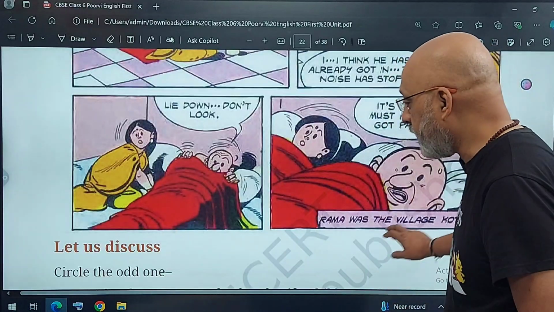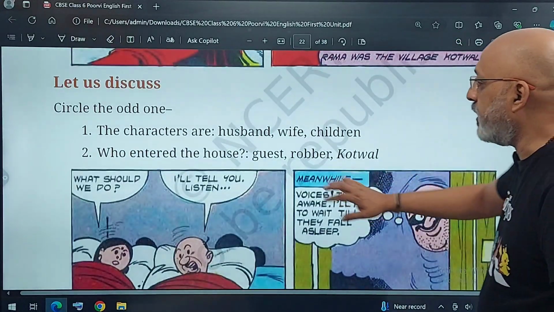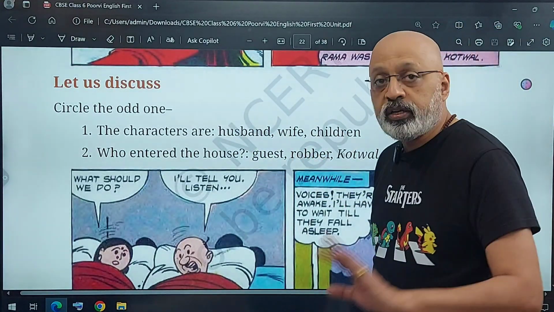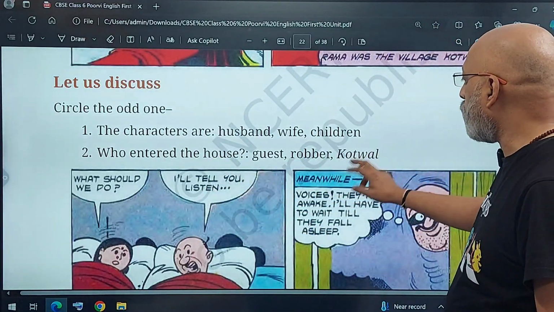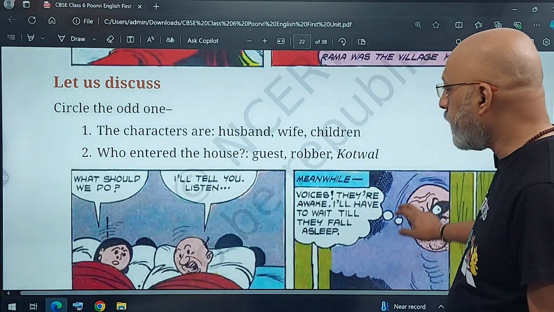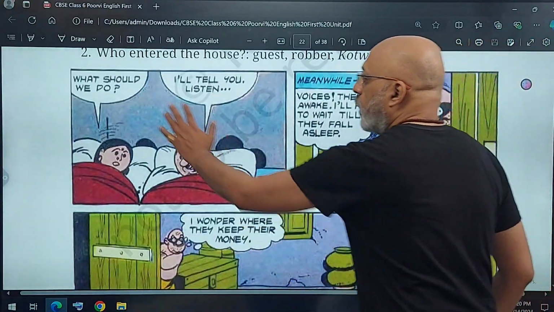यहां तक स्टोरी खत्म कर, रुक के अभी क्वेश्चंस देखते हैं. The characters are husband, wife and children. There are no children, husband and wife. Who entered the house? The thief, guest, robber or kotwal? The robber, right? Now, आगे चलते हैं. What should we do?